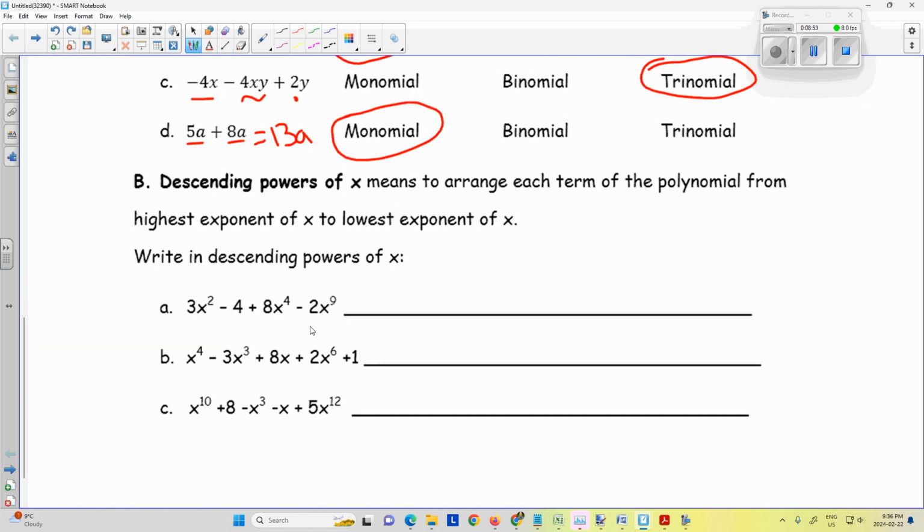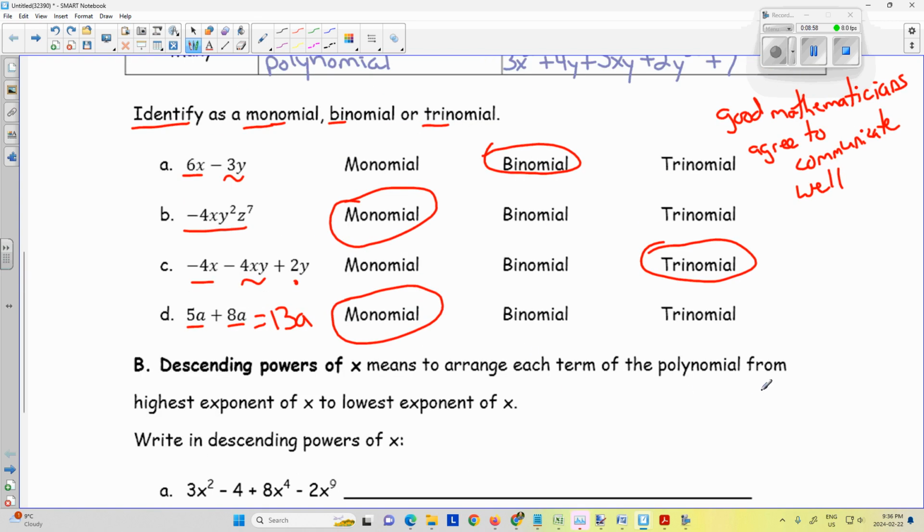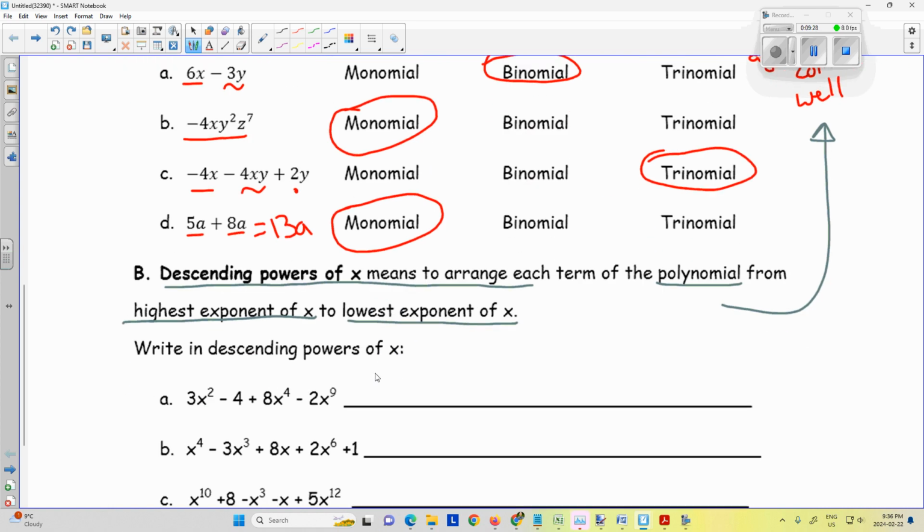This next part about descending powers, I'm going to go right back up to here with a different color. This one uses gray. This is again, good mathematicians agree to communicate well. So descending powers of x means to arrange each term of the polynomial from the highest exponent of x to the lowest exponent of x. So we're going to look at this one, and we're going to write it in descending powers.